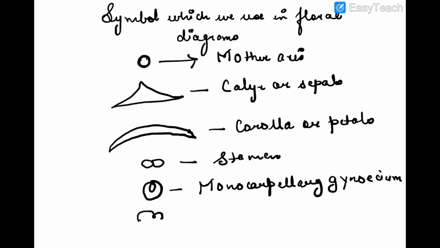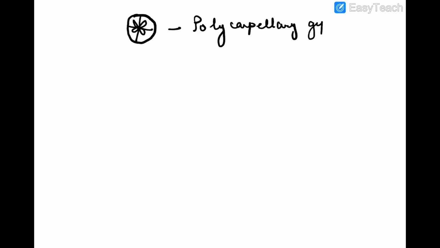Bicarpellary gynoecium is made like this. This is the symbol of bicarpellary gynoecium. Bicarpellary gynoecium means a gynoecium having two carpels. And the symbol of polycarpellary gynoecium is like this. Polycarpellary gynoecium means a gynoecium having more than two carpels or having many carpels.